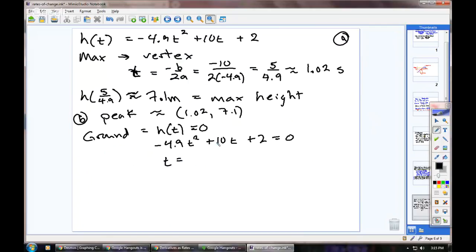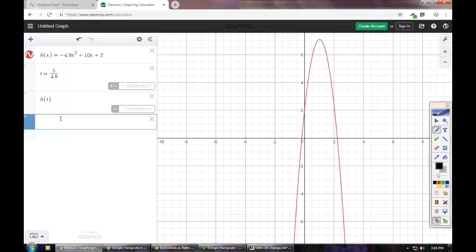So t equals negative b plus or minus the square root of b squared, 100, minus 4 times a times c. Oops, ran out of room there. Thought that might happen. So that's 4.9 times 2, all over 2a. So that would be negative 9.8. And there's really not too much point in cleaning that up because it's not a nice number. And I can confirm with the GeoGebra here.